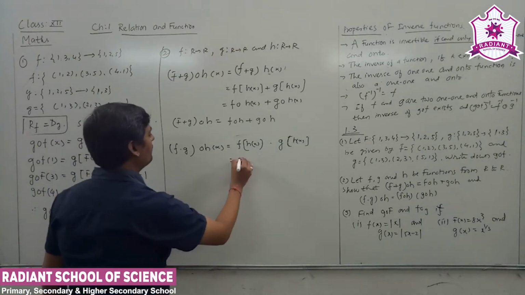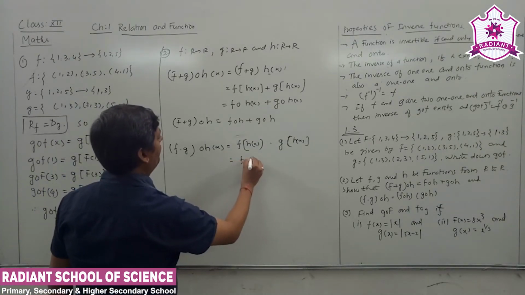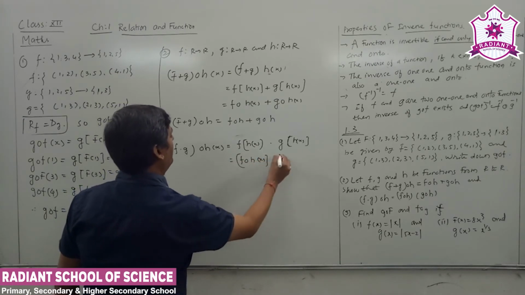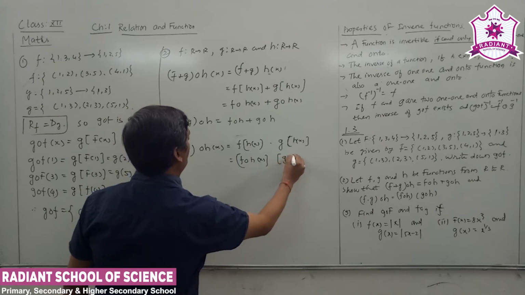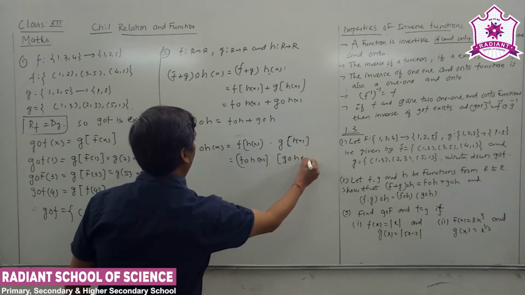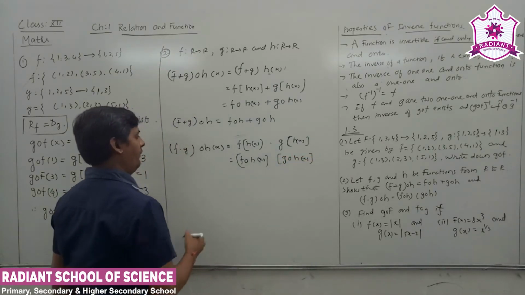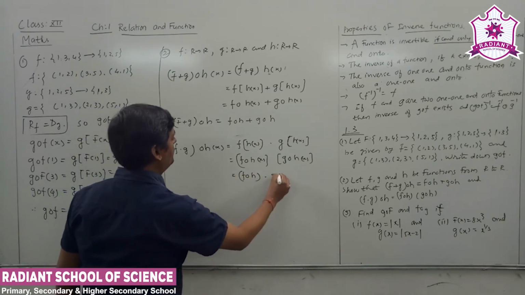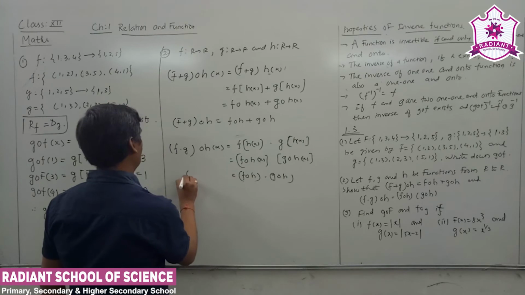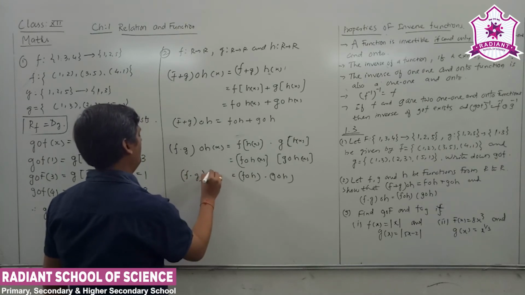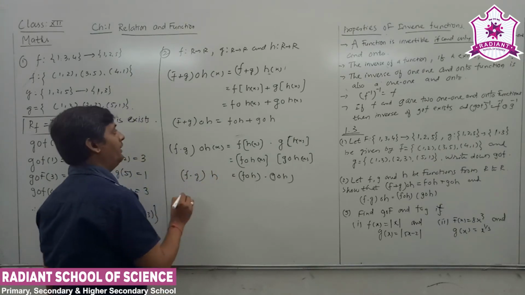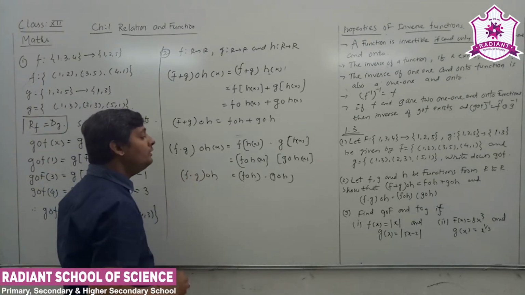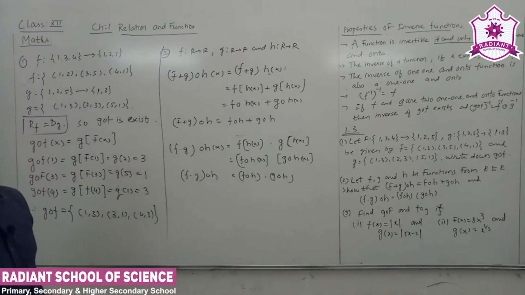Now, this one is (f∘h)(x) into (g∘h)(x), so (f∘h)(x) into (g∘h)(x) is equal to (f·g)∘h(x). So it's simple. We already defined both. Okay, it's very simple.